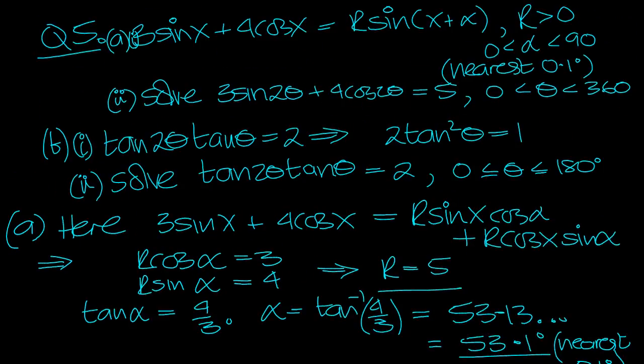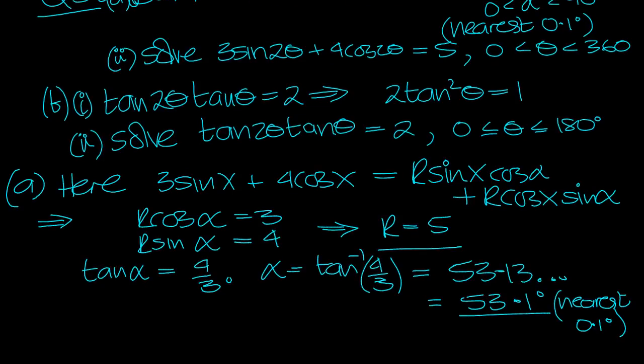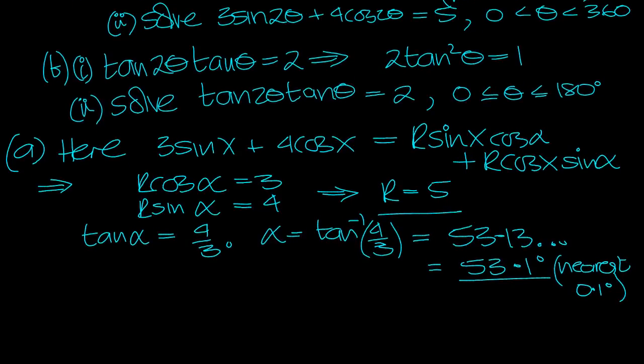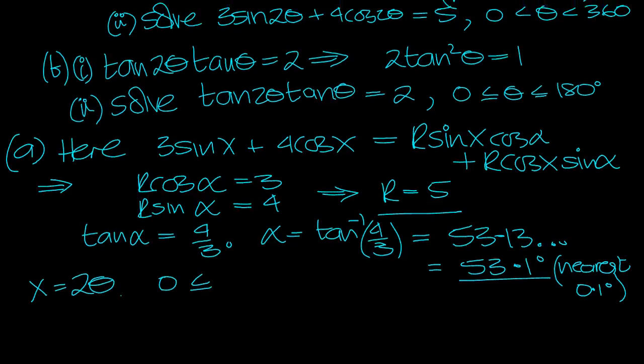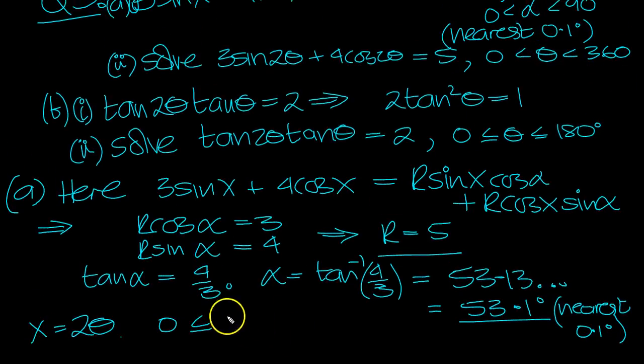Solve this equals 5 for theta between 0 and 360. This is sine 2 theta. So here x is equal to 2 theta. And then 0 is less than or equal to 2 theta, which must go up to 720, mustn't it? And it's a less than, greater than 0, so we need to get rid of that.